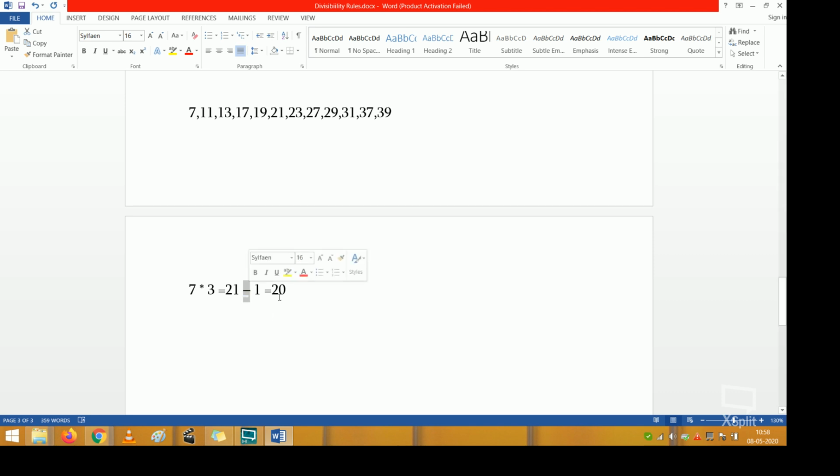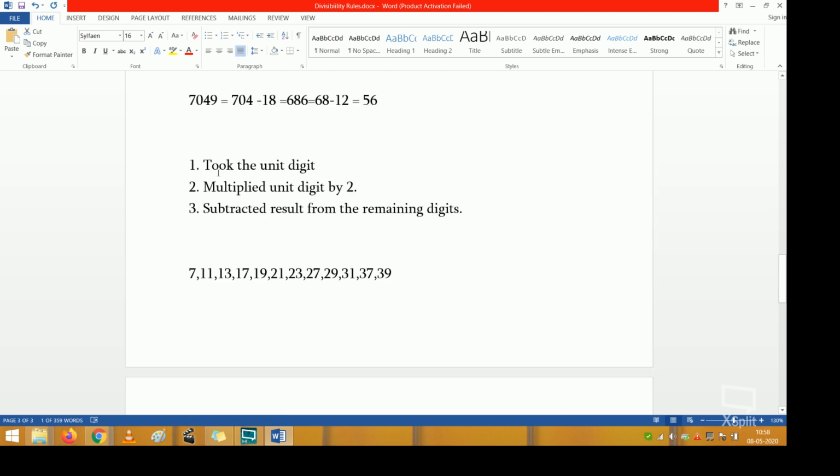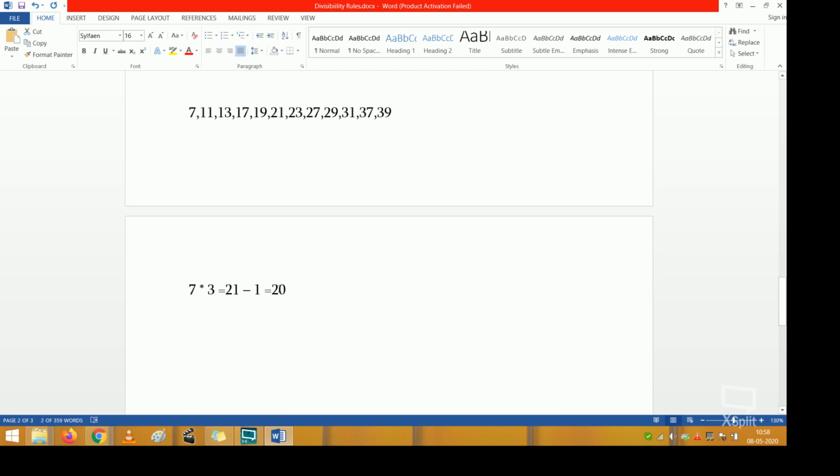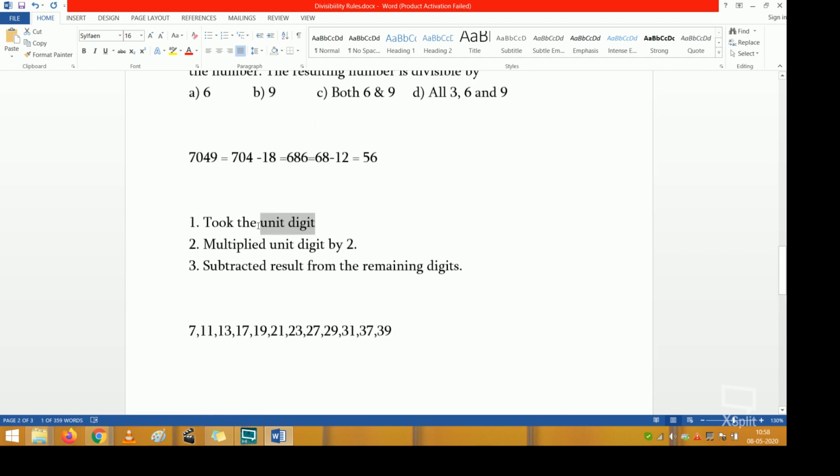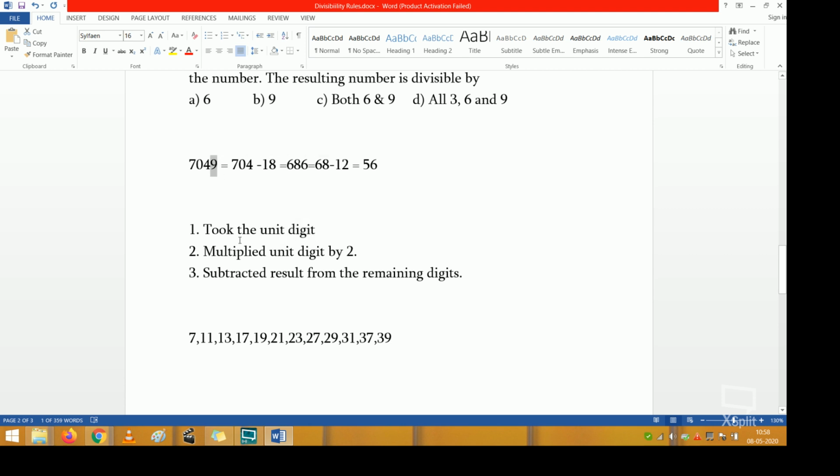This 0 indicates that we'll be taking the unit digit alone, the unit digit of the number which we are asked to check if it is divisible or not.